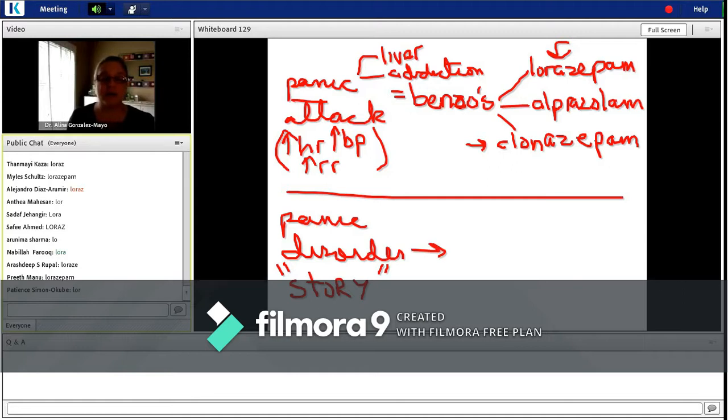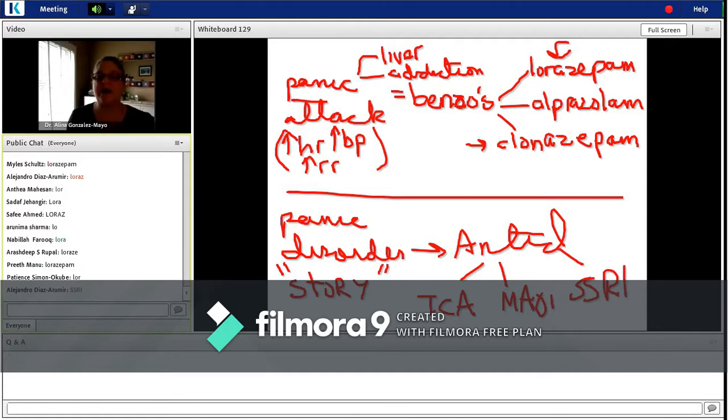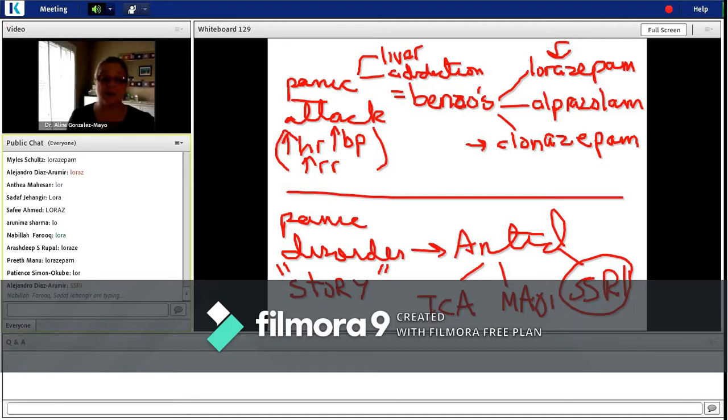So the way we treat that is going to be with what? With an antidepressant, right? So we could give you a TCA. We could give you an MAOI. Or we could give you an SSRI. But based on the side effect profile, which one do we pick? We're going to pick the SSRIs. So you pick an SSRI as a treatment for panic disorder.